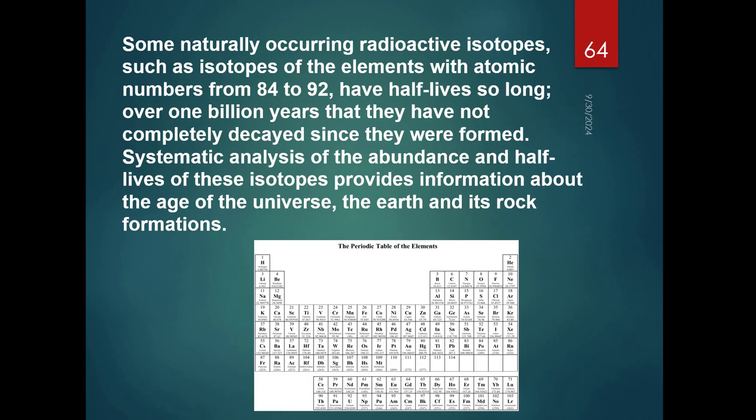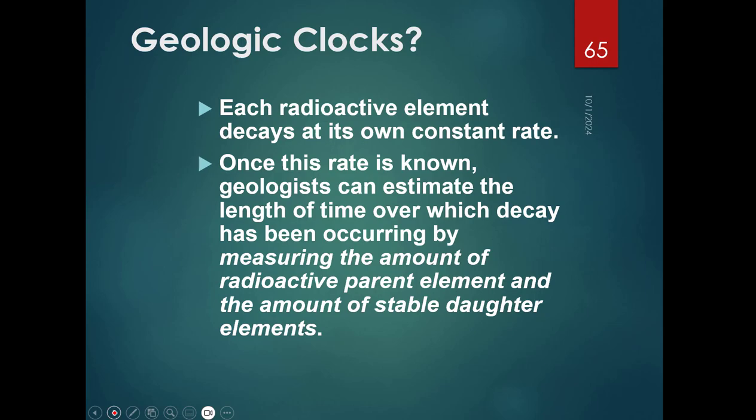Some of the elements, especially the ones between 84, so from polonium to 92, like uranium, have really long half-lives, so long actually that the elements haven't even decayed completely since they were formed. The systematic analysis of the abundance and half-lives of these isotopes provides information about the age of the universe, the earth, and its rock formation. So that's what we're going to talk about now. These are the elements we can use for this kind of age measurement. So let's talk about the geologic clocks.